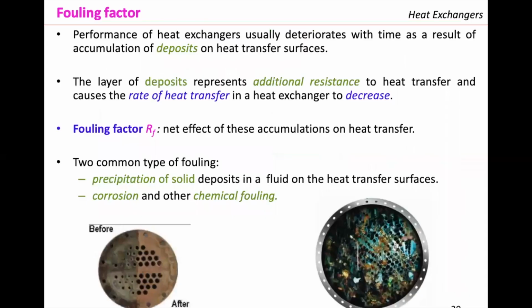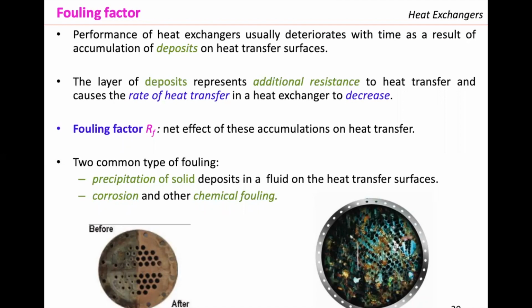Good. However, in heat exchangers, we need to add an extra resistance, okay? Why? Because performance of heat exchangers usually deteriorates with time as a result of accumulation of deposits on heat transfer surface areas. So the layer of deposits represents an additional resistance to the heat transfer and causes the heat transfer in the heat exchanger to decrease.